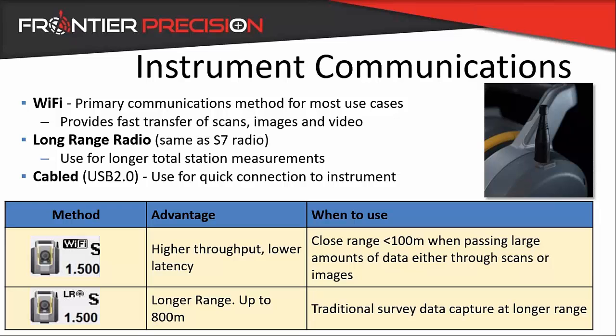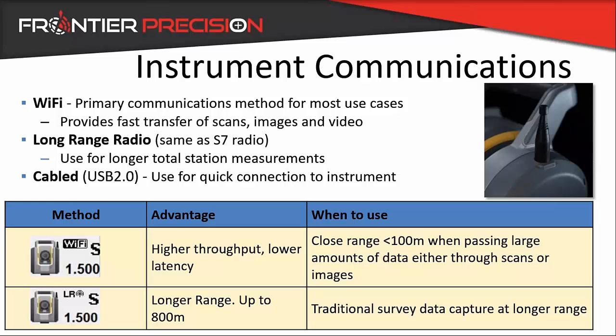Next, if we just review the instrument communications on this device, Wi-Fi is the primary communication method. So you'd be using your tablet at a close range, say 10, 20, 30 feet from your instrument, using Wi-Fi. That gives us a lot of abilities. It provides a very fast transfer of scans and images. This is a traditional method of a lot of the scanners out there as well. It uses Wi-Fi to communicate to the laptop, typically a laptop in the field. So fast transfer of scans, images, and the video.